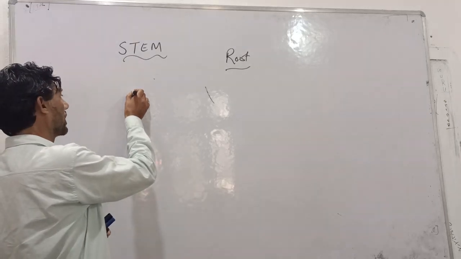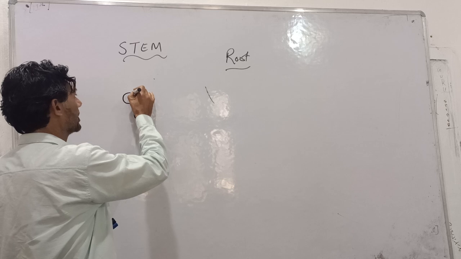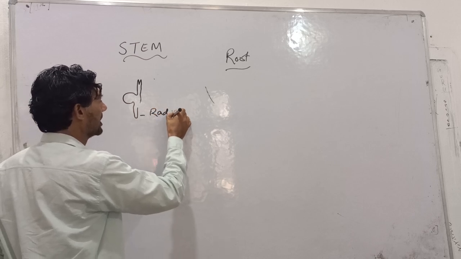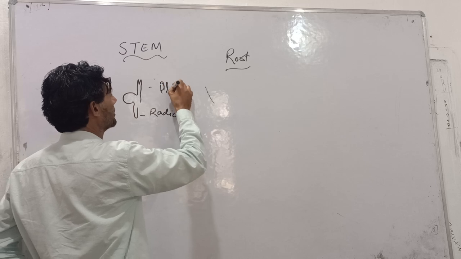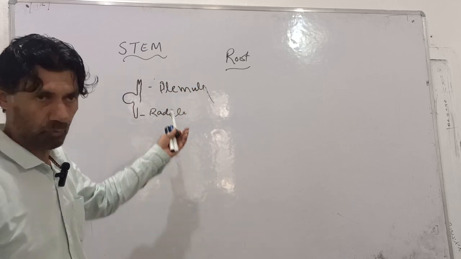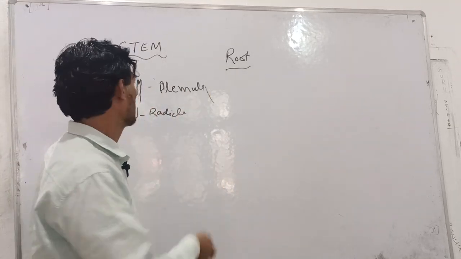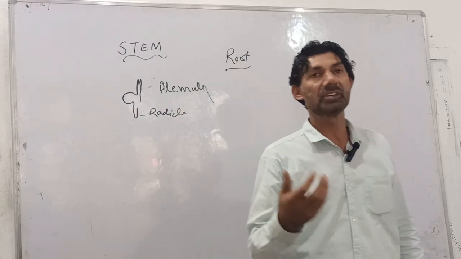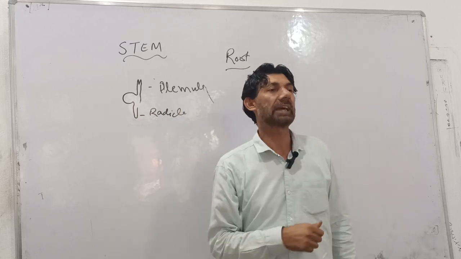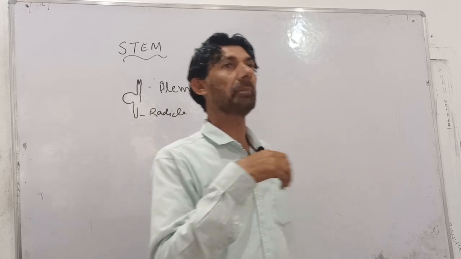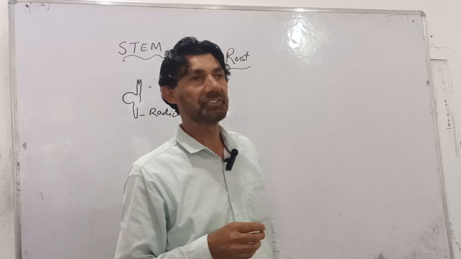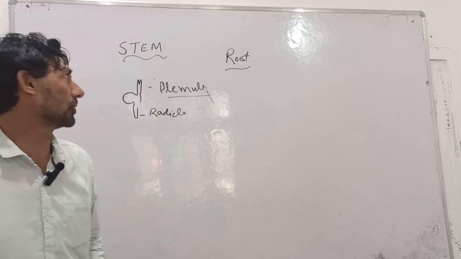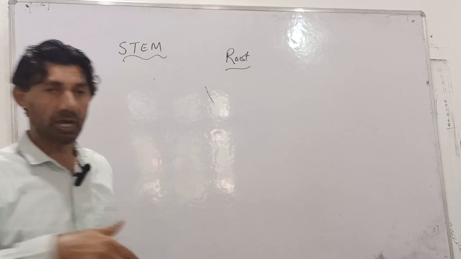Let us understand germination, when a seed germinates. In germination, the radicle and the plumule emerge. Usually the radicle becomes the root, and the plumule becomes the stem. Define stem: the stem is that part of a plant which emerges or arises from the plumule, and it comes out of the soil.